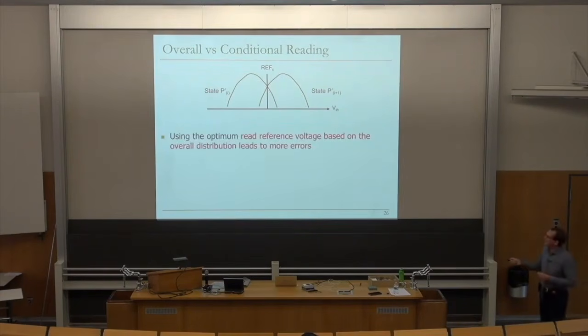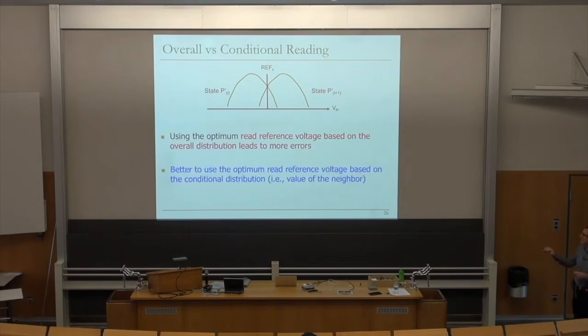Basically, using the optimum read reference voltage based on the overall distribution leads to more errors. It's better to use the optimum read reference voltage based on the conditional distribution, i.e., the value of the neighbor, because the conditional distributions of the two states are farther apart from each other than the overall distribution.